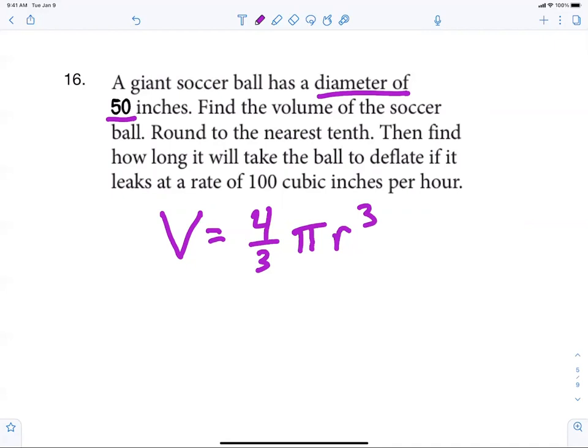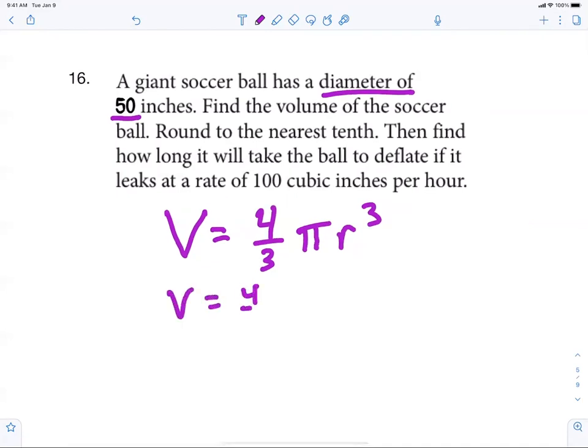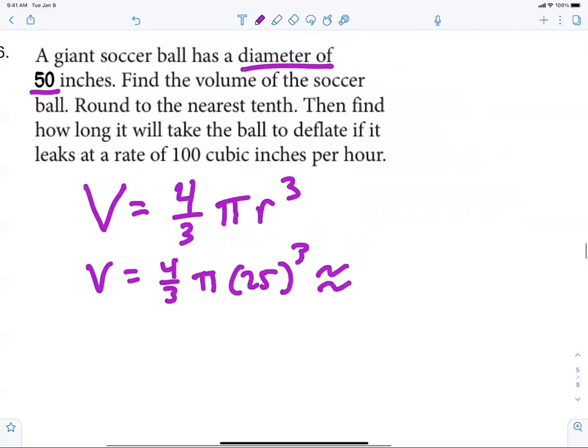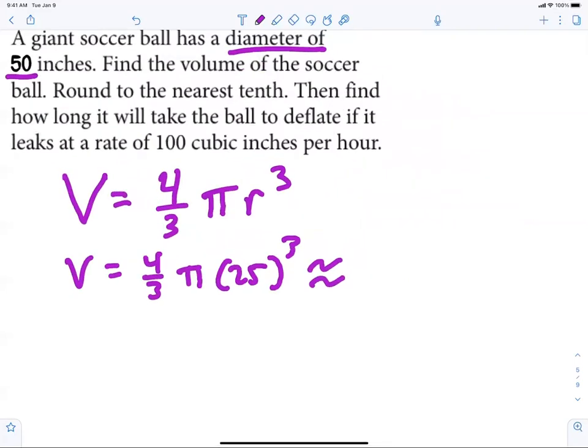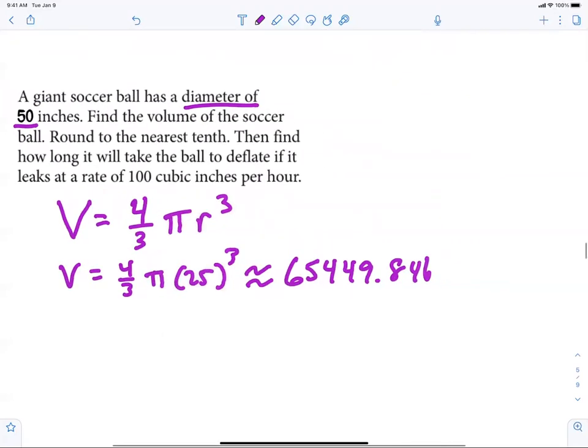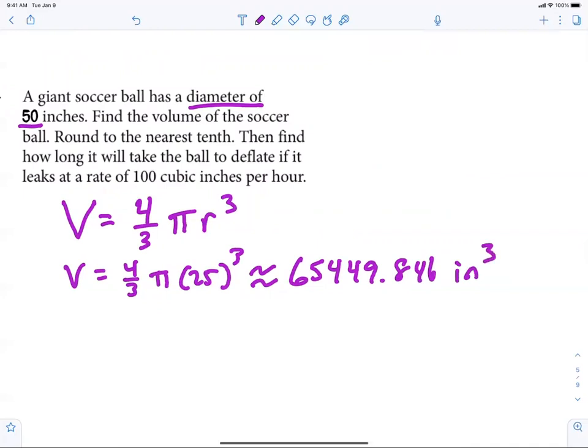So I need everybody on your calculator now. Volume equals 4/3 pi times 25 to the third power. And I need that rounded to 3 decimal places. All right, I'm listening, Tyler. Yeah, 65,149.846. Is everybody okay with that? Okay, so that would be cubic inches. All right, so that's a lot.